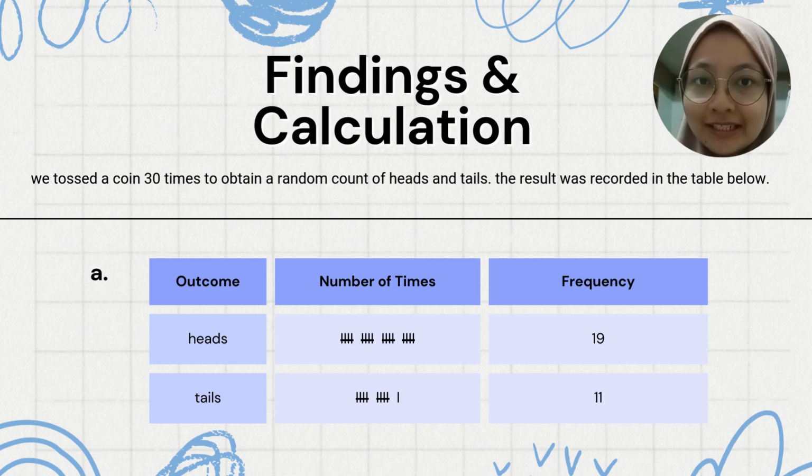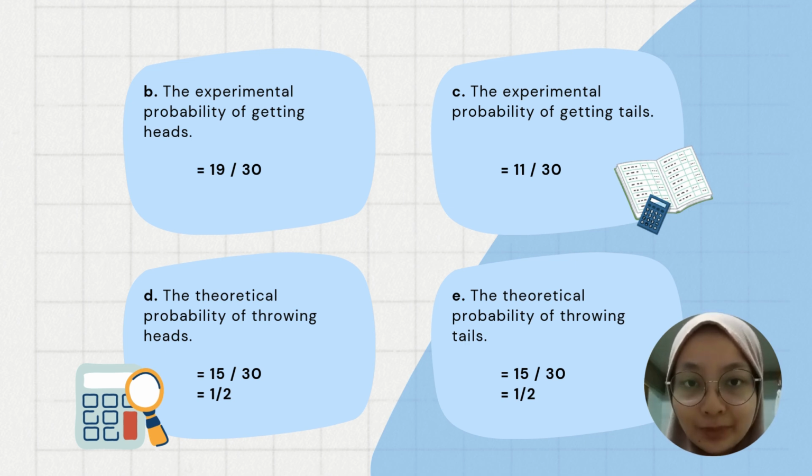For findings and calculation, we toss a coin 30 times to obtain a random count of heads and tails. The result was recorded in the table below. So, as we can see, the outcome of heads is 19, meanwhile, the outcome of tails is 11. From this experiment, we managed to get the result of experimental probability, which is the outcome from this experiment, and the theoretical probability, which is what we predict before we start the experiment.